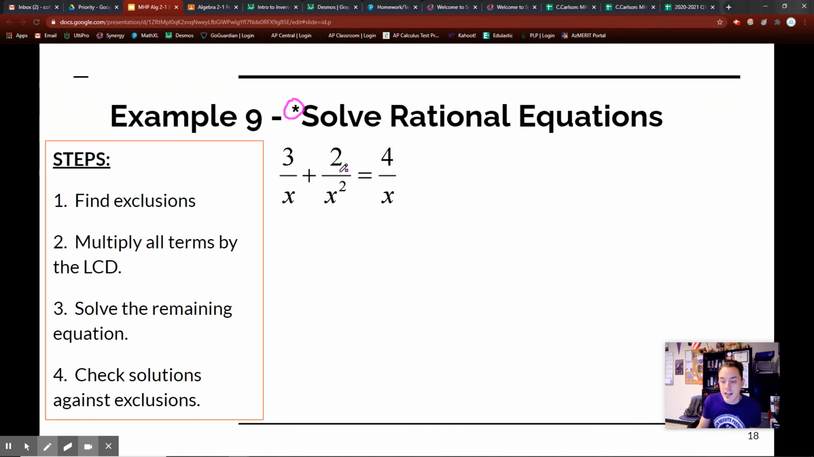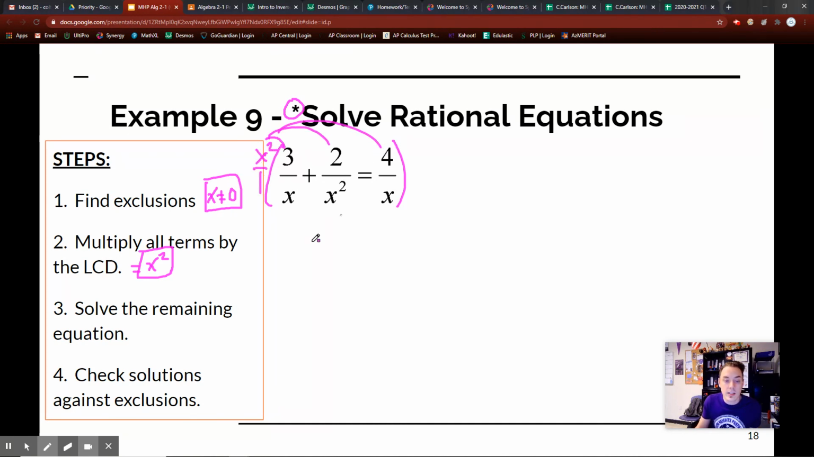Well, you notice there's an x squared. I need the common denominator. There is an exclusion. Obviously, it's 0. It can't be 0. Now, what is my least common denominator? My least common denominator is really x squared, because x squared goes into x squared that many times. If I take x squared divided by x, then I just get x back. So I'm actually going to multiply everything by x squared.